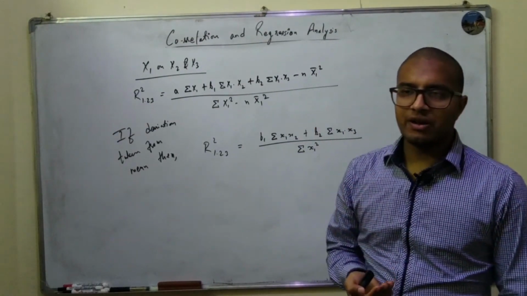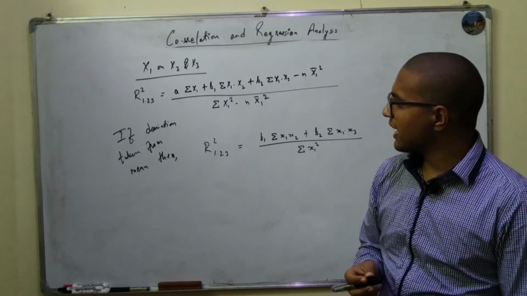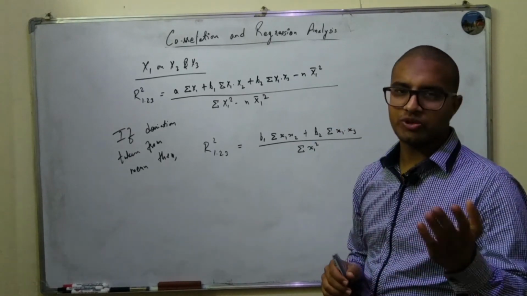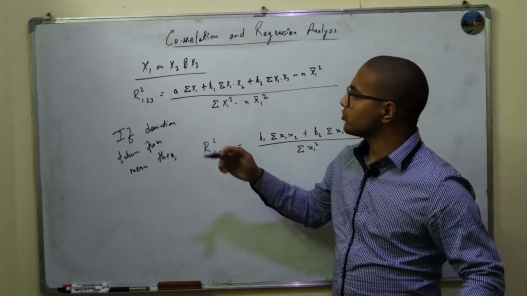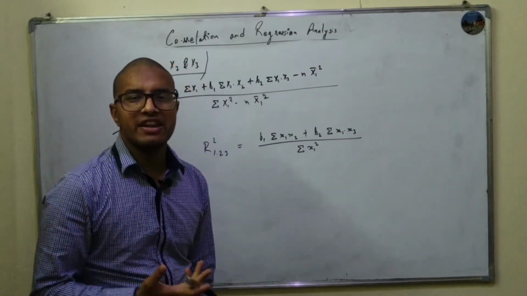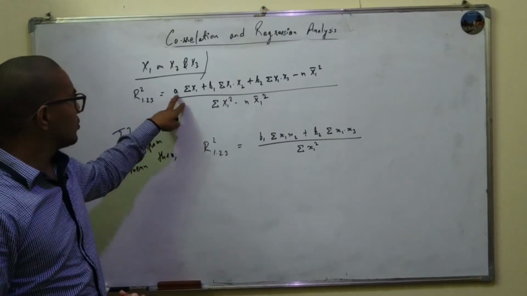So when we are finding out the coefficients of multiple determination, what we need to look at is which is the dependent variable and which is the independent variable. You know the drill already. In this case, we are assuming that x1 is the dependent variable, and x2 and x3 are the independent variables. So 1 is dependent on 2 and 3.